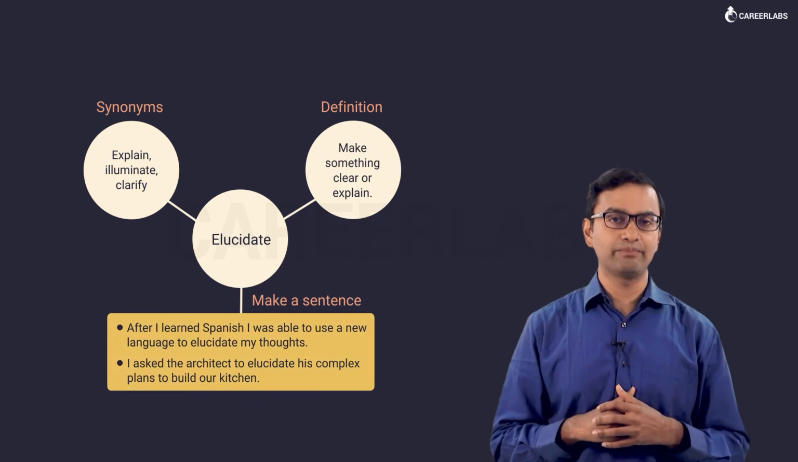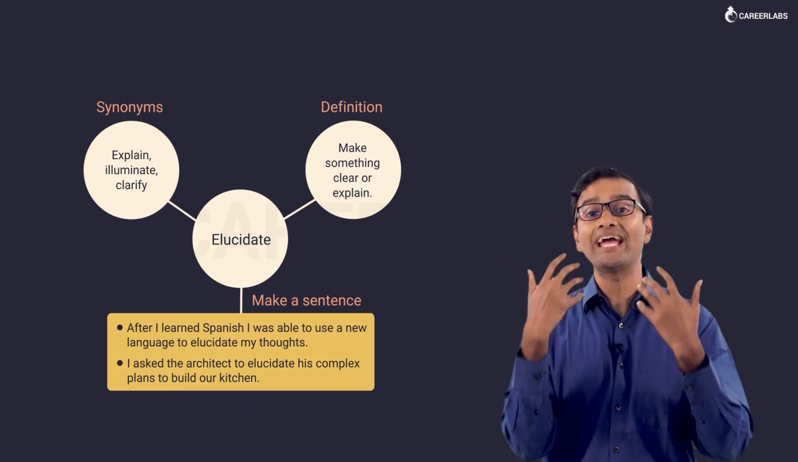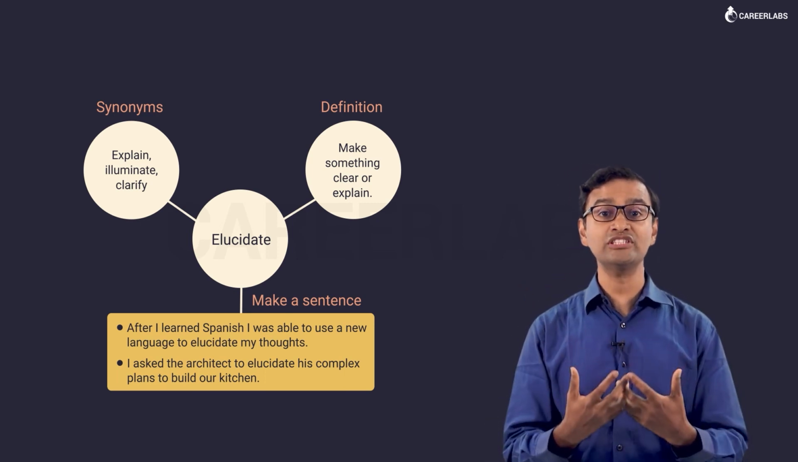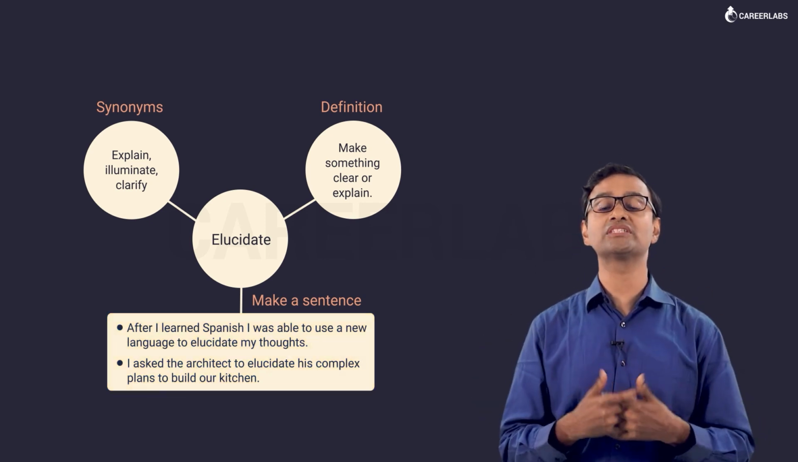Let me give you 2 examples. After I learned Spanish, I was able to use a new language to elucidate my thoughts. The second one, I asked the architect to elucidate his complex plans to build our kitchen. These are 2 ways in which you can use it in a sentence.